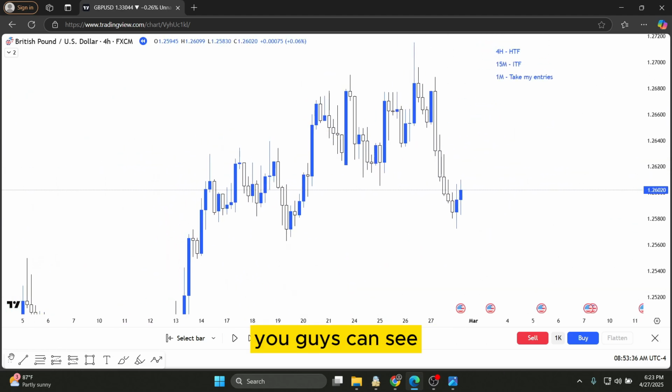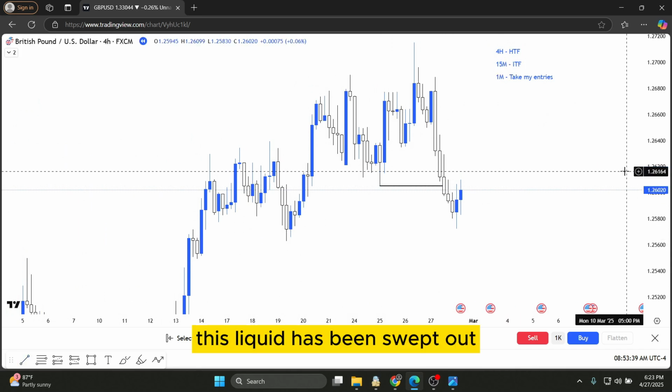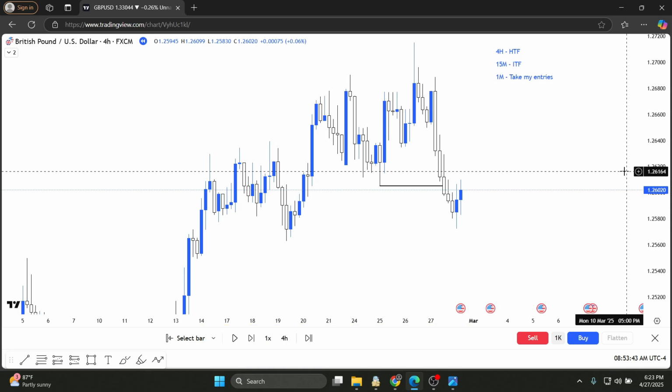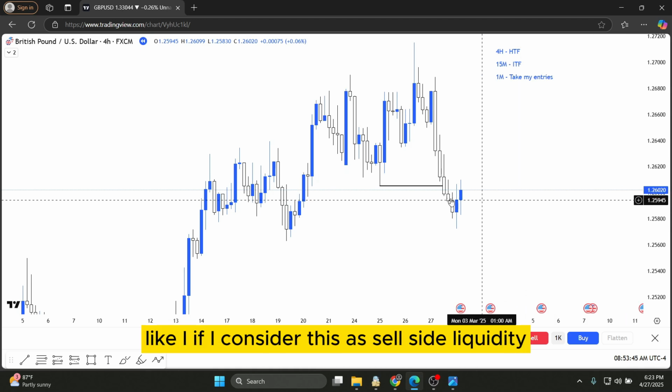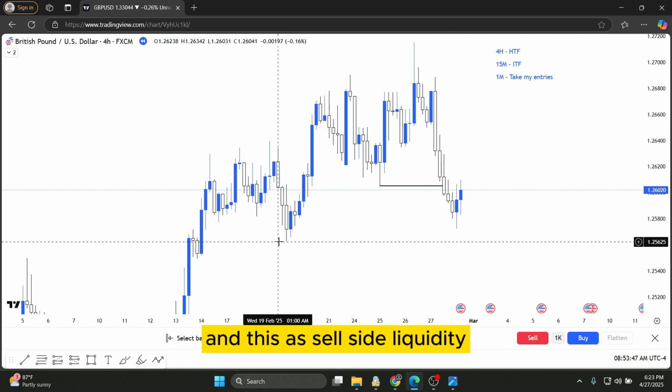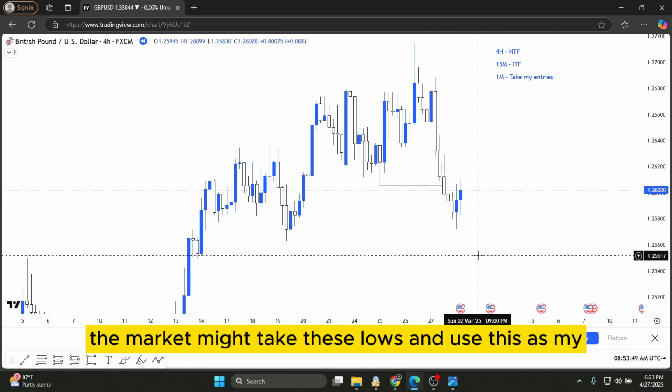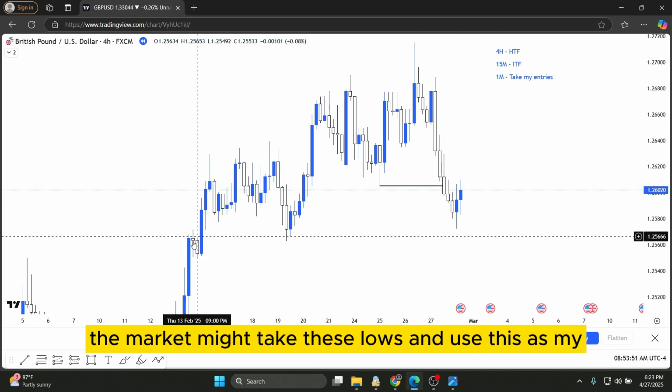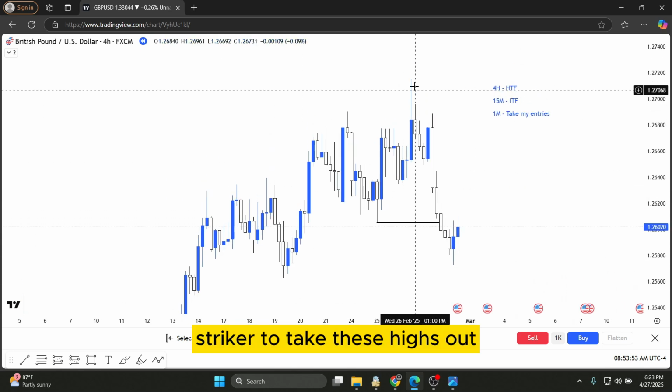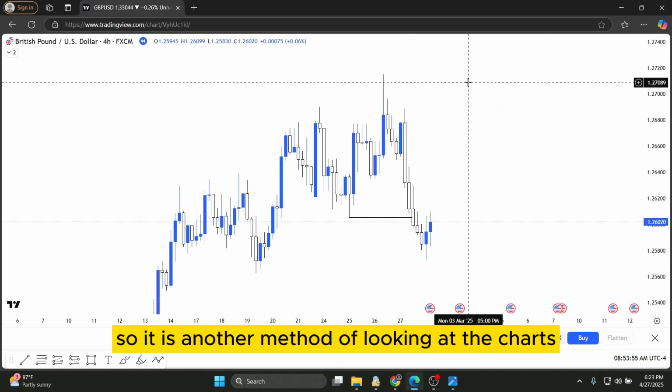In here you can see this liquidity has been swept out. Just stay with me for a while. If I consider this as sell side liquidity and this as sell side liquidity, the market might take these lows and use this as my striker to take these highs out. So it is another method of looking at the charts.